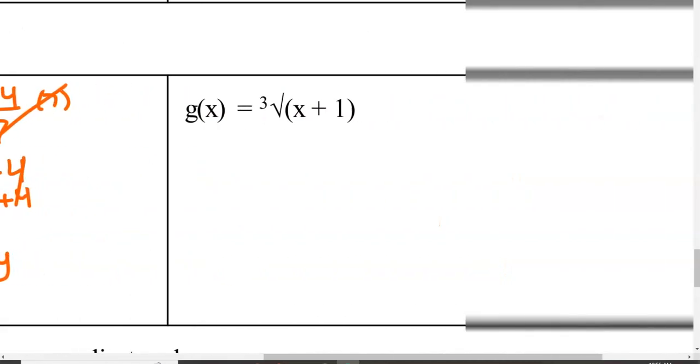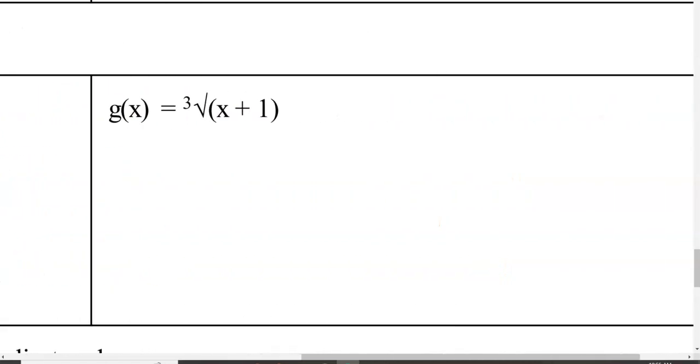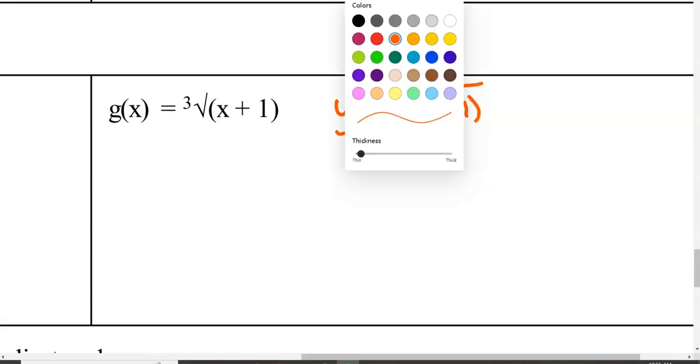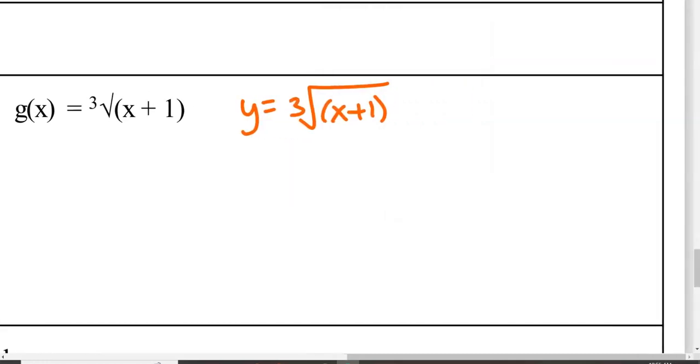All right, let's try G. The cube root of x plus 1. All right, before you do anything, what has to be done first? There you go. Change g of x to y. So y equals the cube root of x plus 1. All right, now what? Change that to x equals, good, cube root of y plus 1.